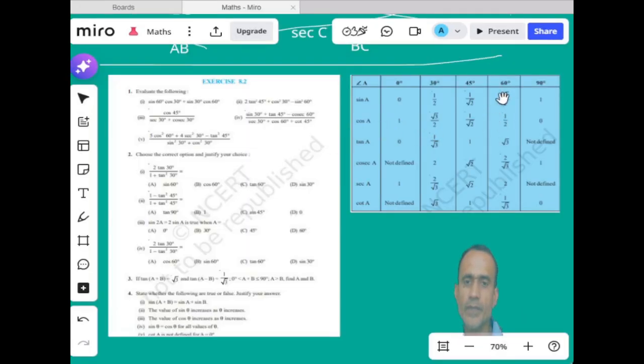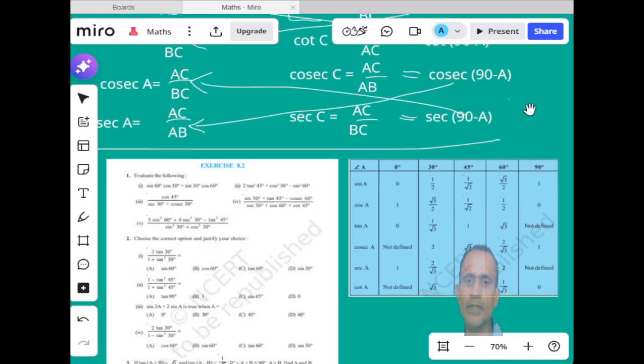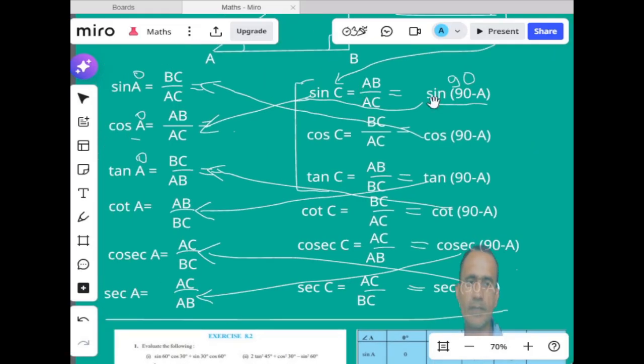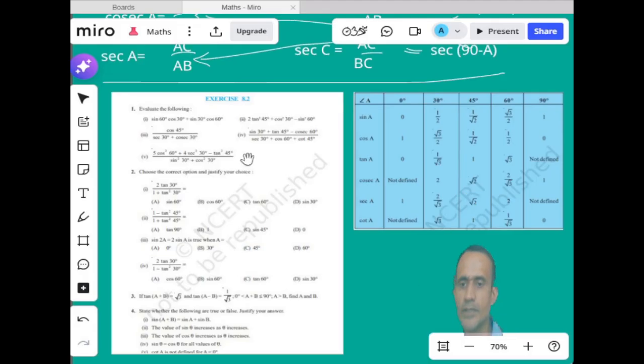So far we have learned to find out the trigonometry of various angles. We have also learned that for complementary angles, what is the relation between sine and cosec values. So from our past learning, we'll solve the exercise 8.2. The first is sin 60 cos 30 plus sin 30 into cos 60. So we just need to input the values from this table. So sin 60 is root 3 by 2, cos 30 is 1 by 2, so it is root 3 by 4. Similarly, sin 30 into cos 60, and then we need to add. So for all these questions, it is just inputting the values and solving.